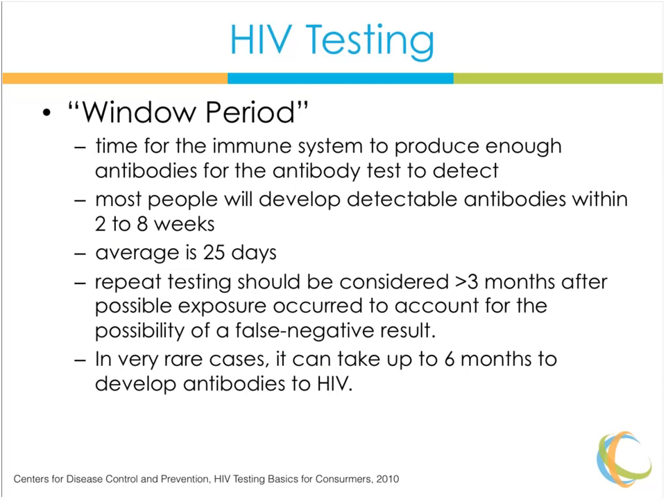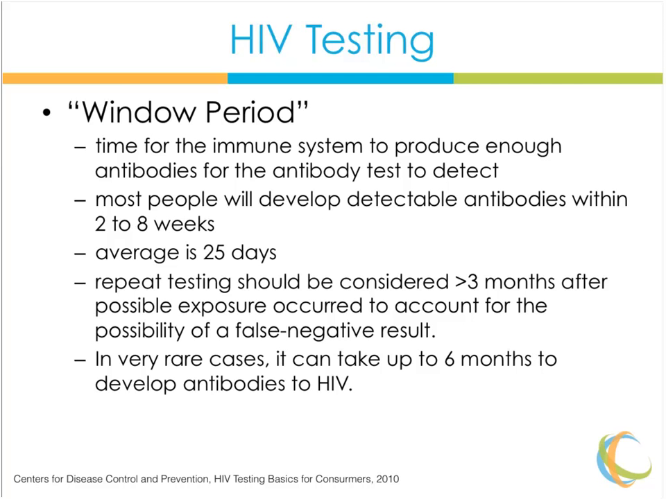And many of you have probably heard about this window period before. This is the time that the immune system takes to produce enough antibodies as to be detected by one of the antibody tests. So we sort of call it the window period. Most people will develop detectable antibodies, again, within 2 to 8 weeks, again, with 50% around 3 to 4 weeks. The average is about, again, 25 days. So repeat testing should be considered about 3 months after the possible exposure occurred to account for the possibility of a false negative when the person is not yet producing those antibodies to mount a positive antibody test.